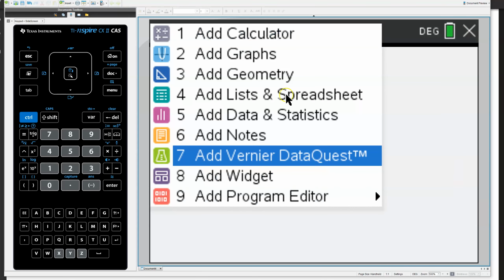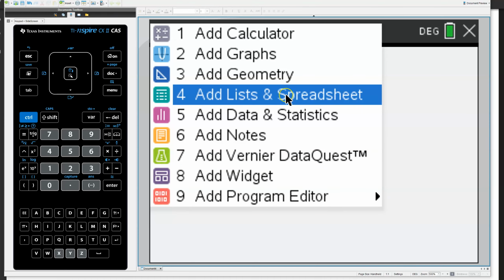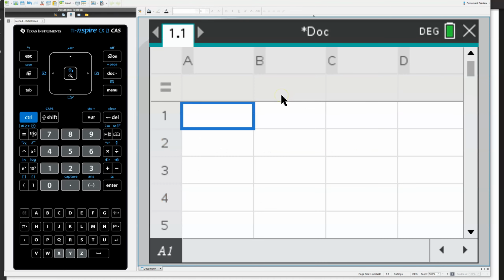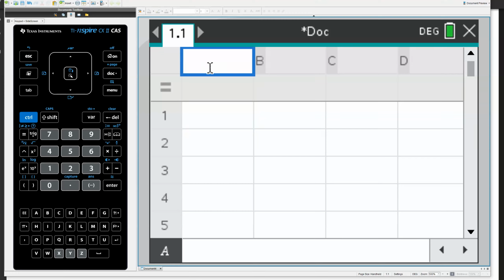We are going to start with the list and spreadsheet page. There are multiple ways to input data into your calculator, but the list and spreadsheet is probably the easiest. Okay, so let's click this cell up here. The top cell is going to be the name of your data set and the name of your list. So I'll call this C Berg for cheeseburgers.